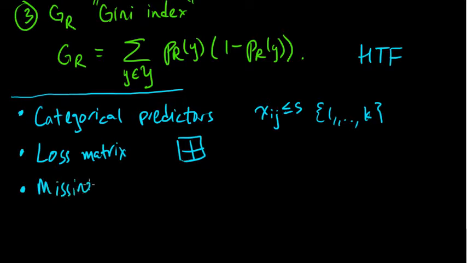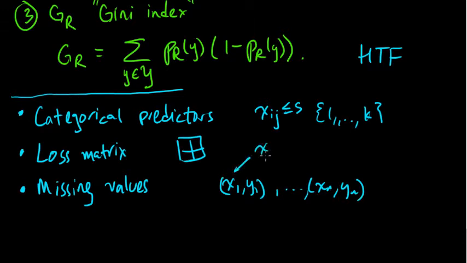Another issue that might come up is if you have missing values. So we were assuming that we had these x_1, y_1, etc. And it might turn out that some of the values, like maybe x_1j for some j, is missing. It's just not available. It's NA. It's just blank. So one way this can be handled, the recommended way, is to use what are called surrogate variables. I won't go into that, but I just want to mention it so you're aware.